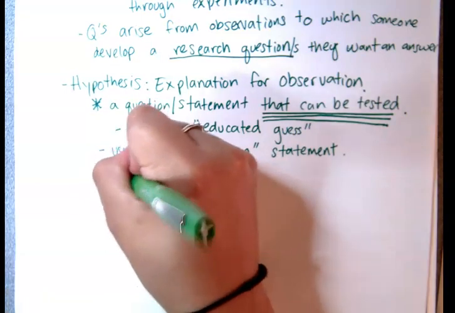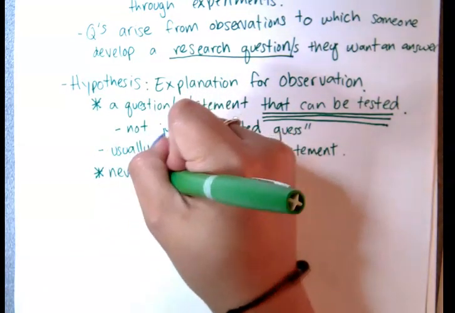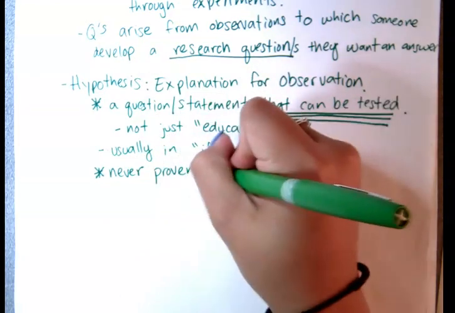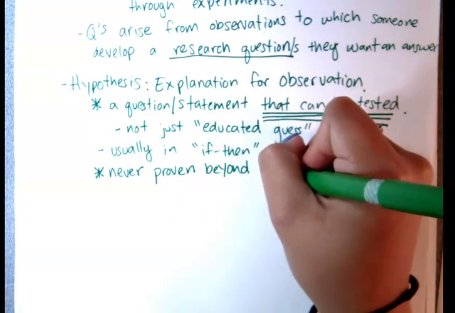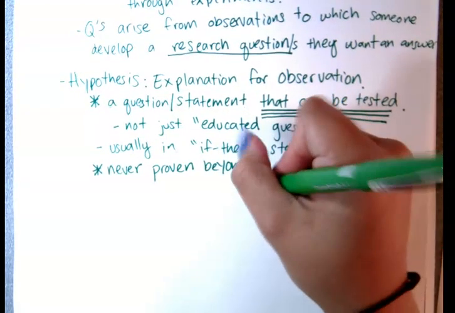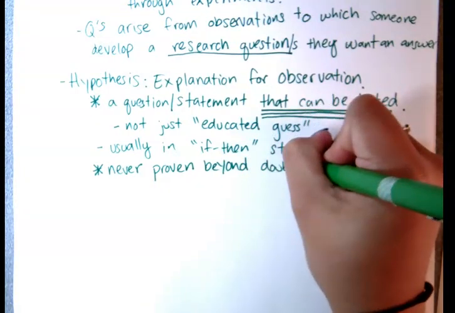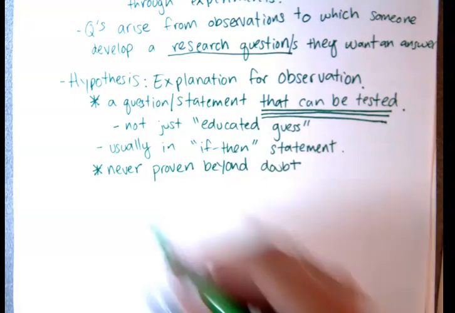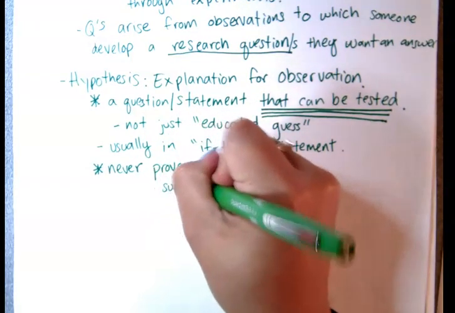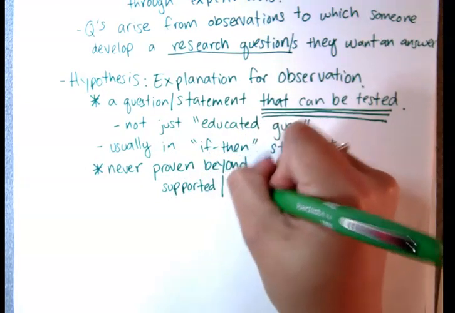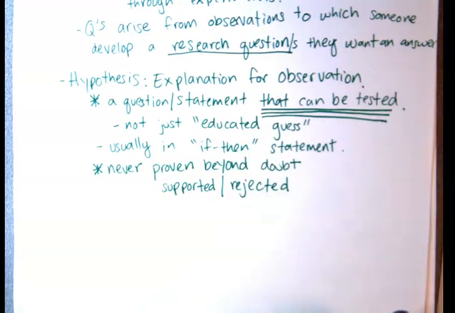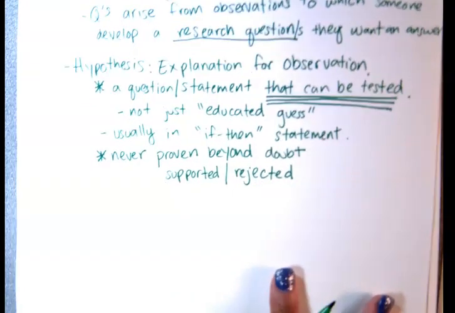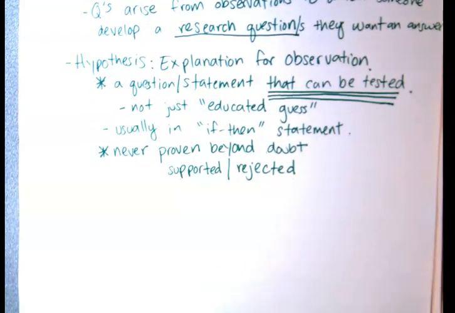Okay, and then the last really important thing for hypothesis is that you never prove something beyond doubt. So you can't say, well, this is the law. That's very, very hard for something to happen. You see that in physics where you have certain laws. But for life sciences, it's a little more complicated than that. So it's never proven beyond doubt. We say that a hypothesis is either supported or rejected. So we have data that supports this hypothesis, that backs it up, or it doesn't back it up, so we say that the hypothesis is rejected.